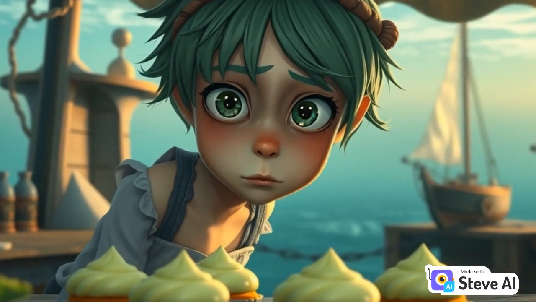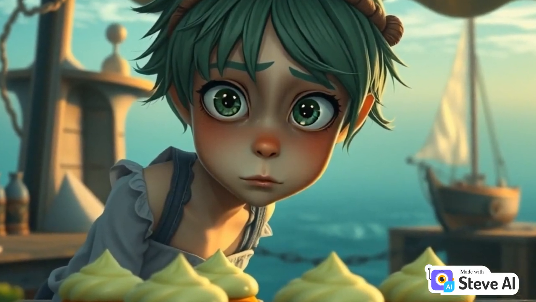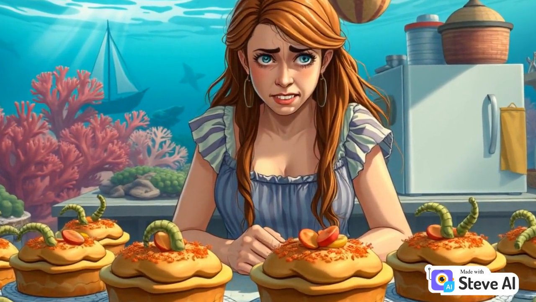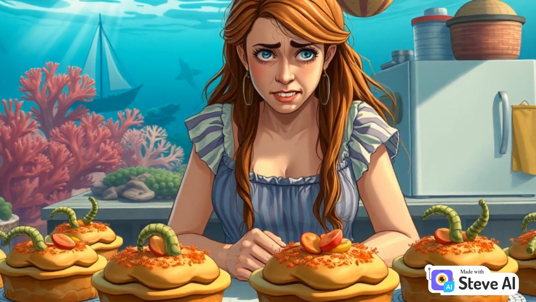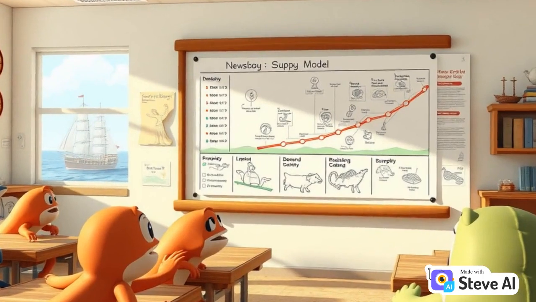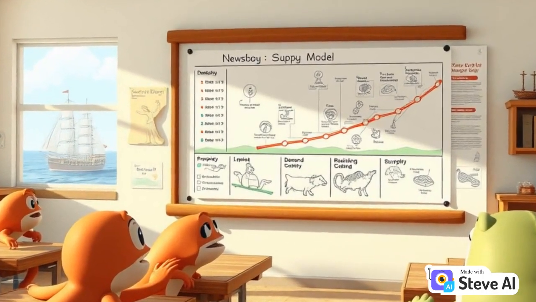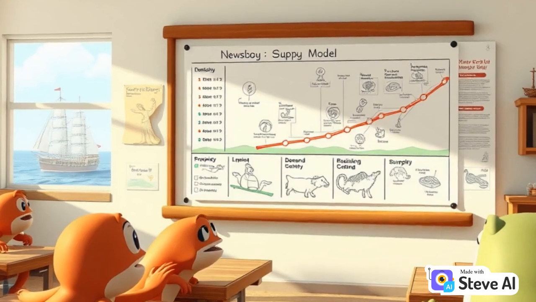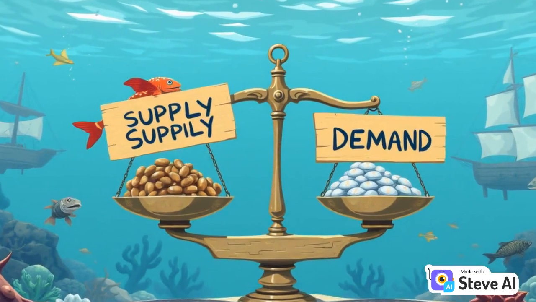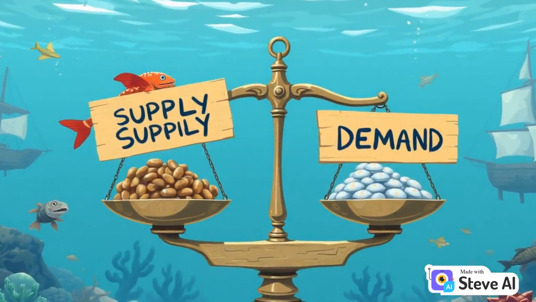Too few, and we lose sales, a tragedy. Too many, and we're left with soggy, unsold cakes, a waste of precious ingredients and resources. That, my friends, is where the Newsboy model comes in. It's not just for land dwellers selling newspapers, you know. It's about balancing supply and demand in the face of uncertainty.